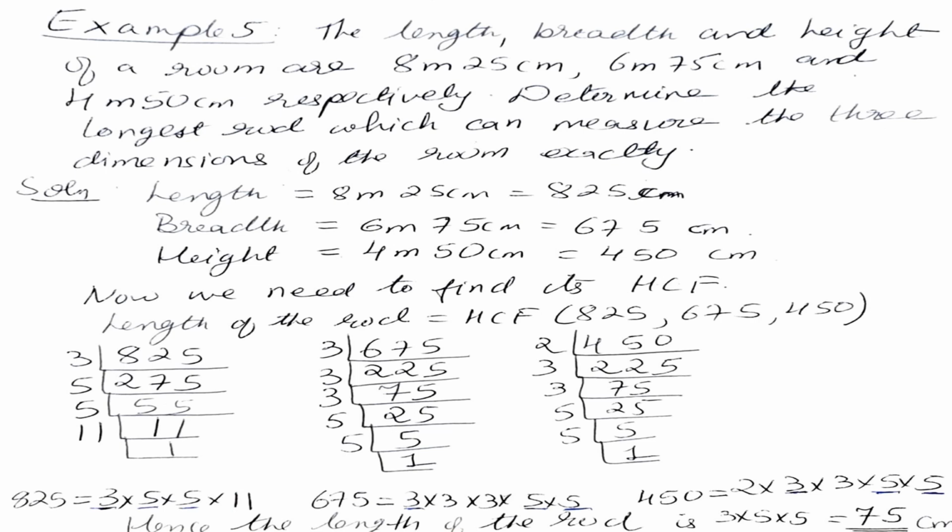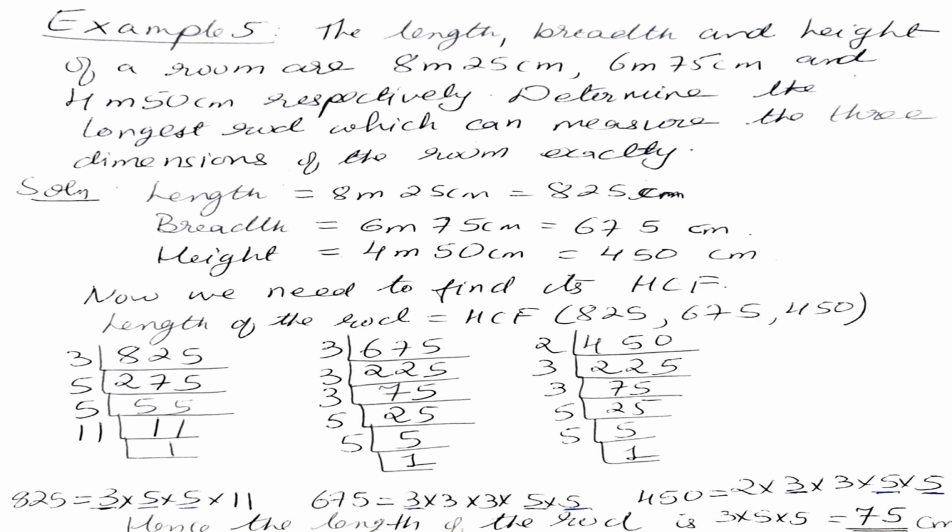Now we convert it into centimeters. So length is 825 centimeter, breadth 675 and height is 450 centimeter. We need to find the HCF of all the 3 numbers. So we find the prime factors for all the 3 numbers.